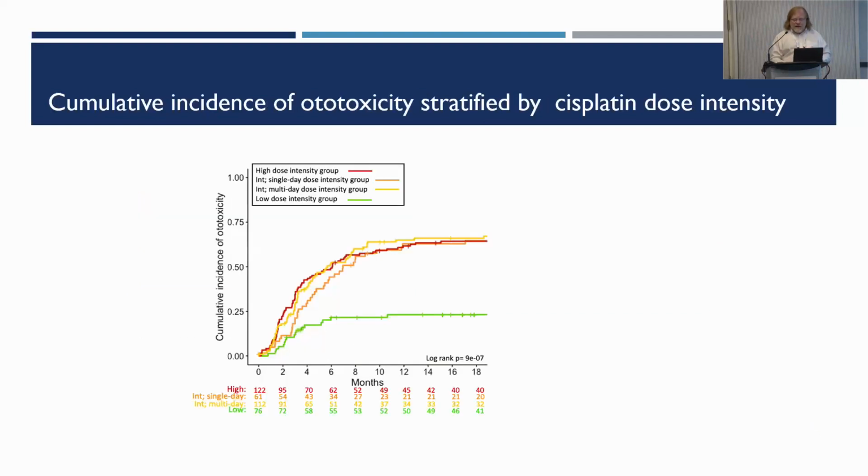And so we plotted the cumulative incidence over time between these groups and found very significant differences. The moderate and the high intensity protocols result in much greater levels of ototoxicity than the lower intensity groups, and they tend to plateau later in terms of months. You can see that the plateau happens at about 6 months for low intensity patients and about 8 months for moderate to high intensity patients. So this is a very interesting finding.